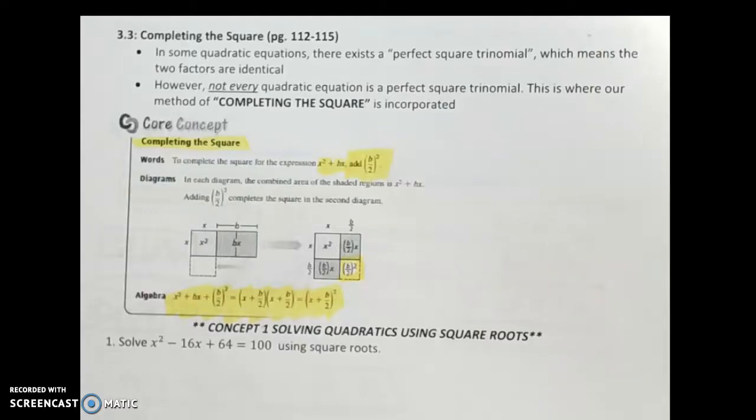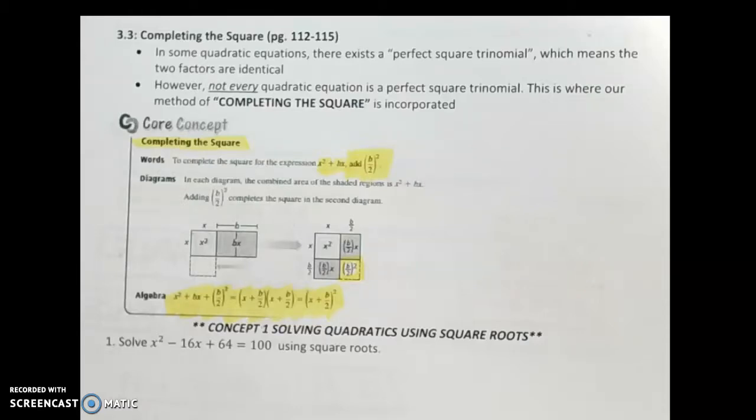However, not every quadratic equation is a perfect square, and actually, it would most likely be a special case, so most of them are not going to be perfect trinomial squares. Alright, and this is where our method of completing the square is incorporated. And that is what we're going to mostly focus on in this entire unit. Alright, what am I talking about, completing the square?